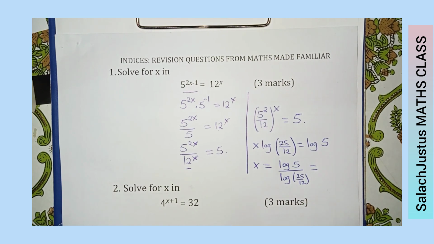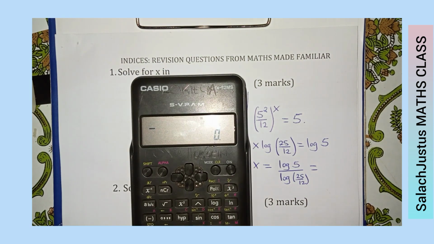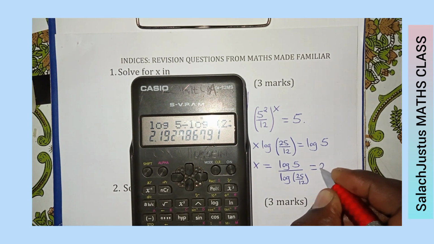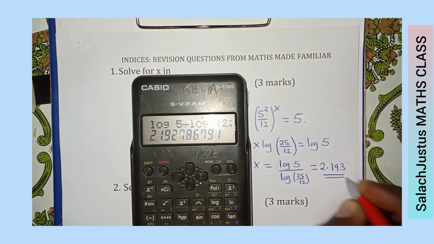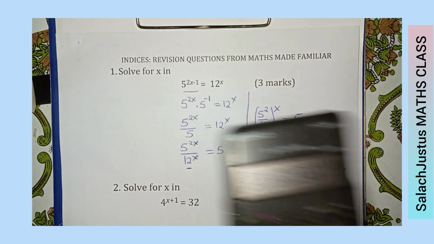So that one we can do it using our calculators by writing logarithm of 5 divided by logarithm of, can put a bracket, 25 divided by 12. So that gives us 2.193 to 4 significant figures.